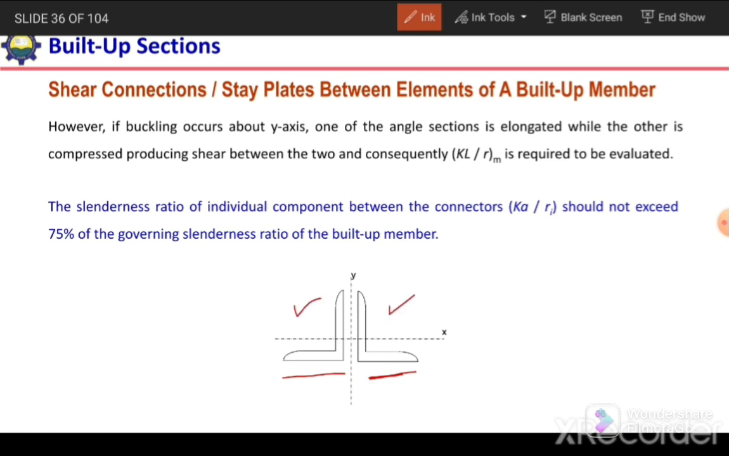So the slenderness ratio of the individual component between the connectors, Ka over r_i, should not exceed 75% of the governing slenderness ratio of the built-up section. So the slenderness ratio of the individual member, a over r_i, should be less than 0.75 of the maximum slenderness ratio.